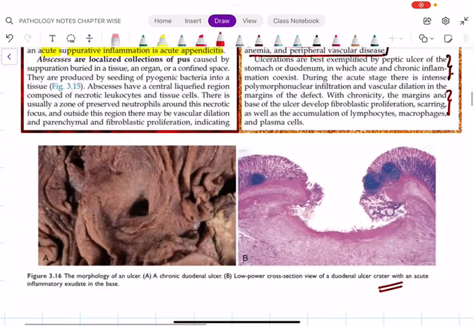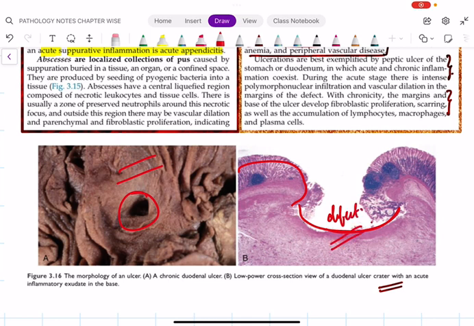Best example we can see, this is a duodenal ulcer. You can see a perforation, an opening. This is the normal mucosal lining, and here you can see a defect. This is the defect. So this is ulceration. Ulceration is nothing else but a defect in the normal integrity of the epithelium lining the mucosa of all the body cavities.